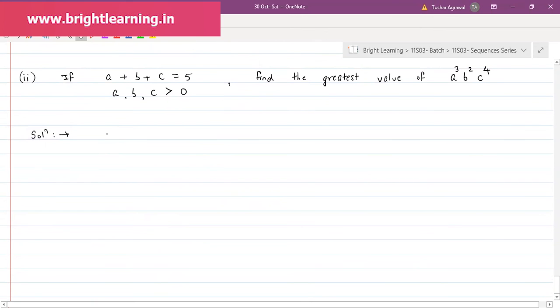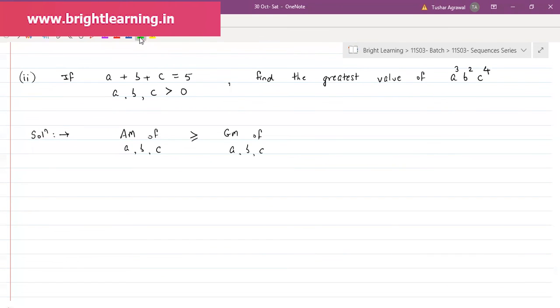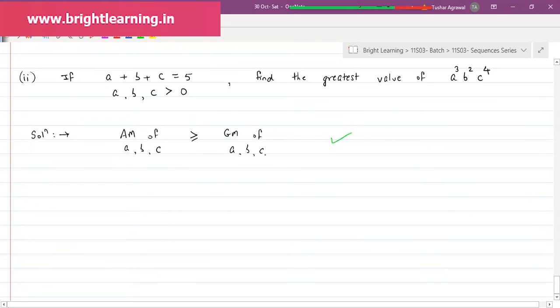So the only question remains is, should we choose A, B, and C as the terms whose arithmetic mean we're taking? If we say that arithmetic mean of A, B, and C is greater than or equal to geometric mean of A, B, and C, this is 100% correct because A, B, C are all positive. But this result will not be useful to us because what we will have is (A plus B plus C) upon 3 greater than or equal to A multiplied by B multiplied by C, complete raised to 1 by 3. Yes or no?